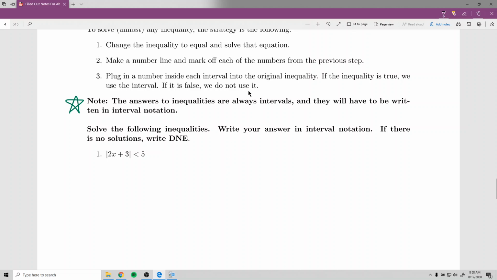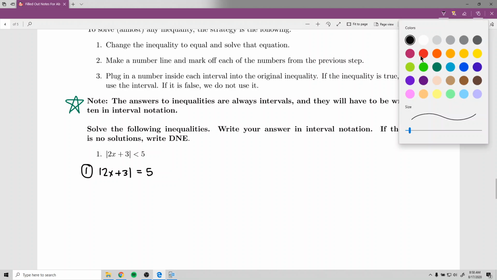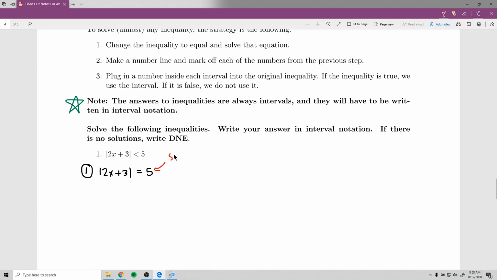All right, so what we'll do is just outline the steps here. Step 1, we're going to change our inequality to an equal sign, absolute value 2x plus 3 equals 5, and solve this. Now, this is only going to be part of our work, but for absolute values, this is definitely the main part of our work. Okay, so let's go ahead and solve this. We have the absolute value by itself.